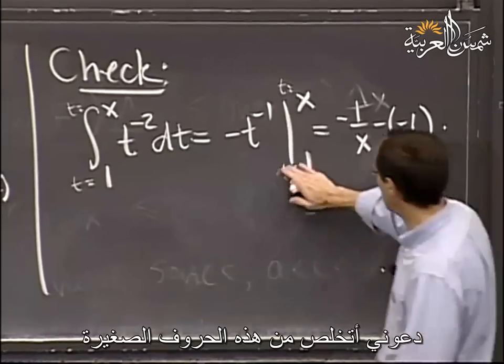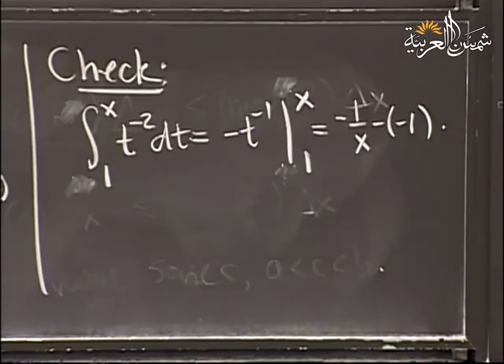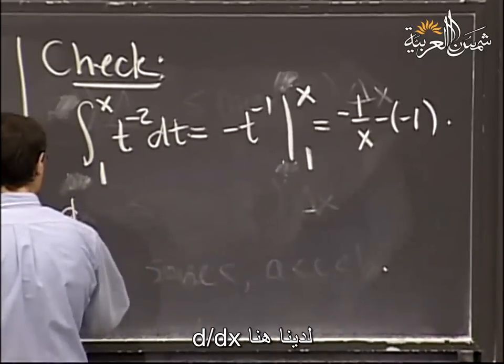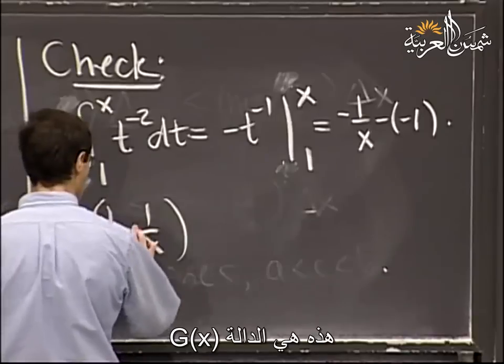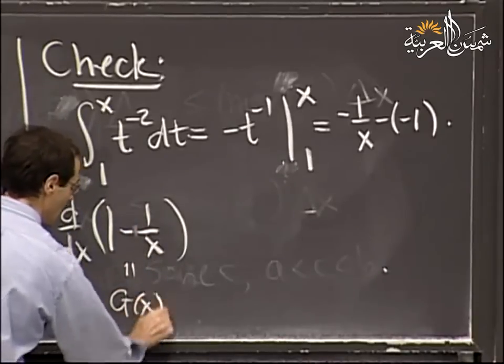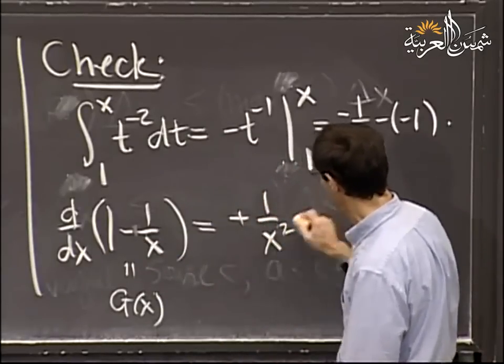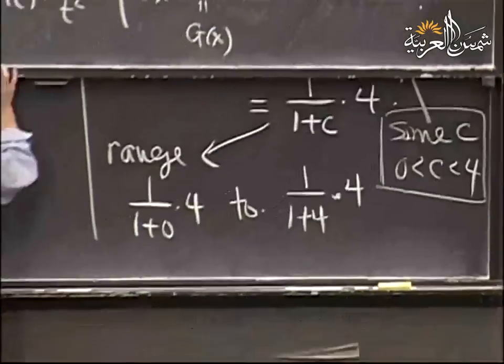All right, so this is, let me get rid of those little t's there. So this is a little easier to read. All right, and so now let's check it. It's d by dx. So here's what g of x is. G of x is 1 minus 1 over x. That's what g of x is. And if I differentiate that, I get plus 1 over x squared. That's it. You see the constant washed away.